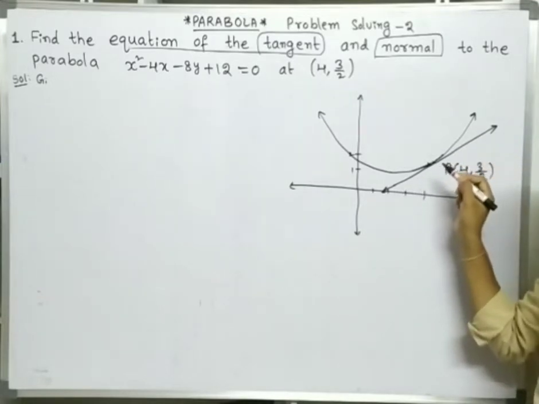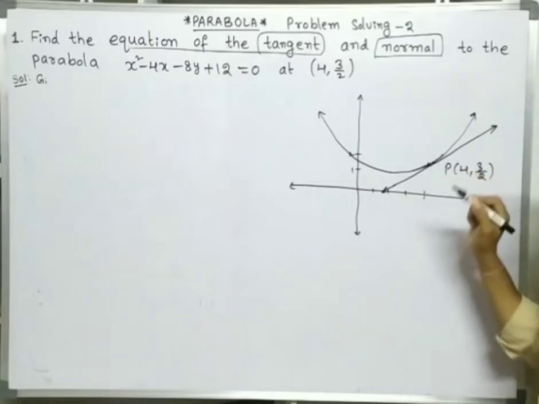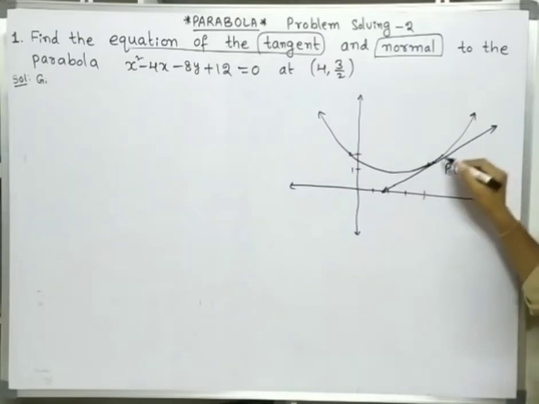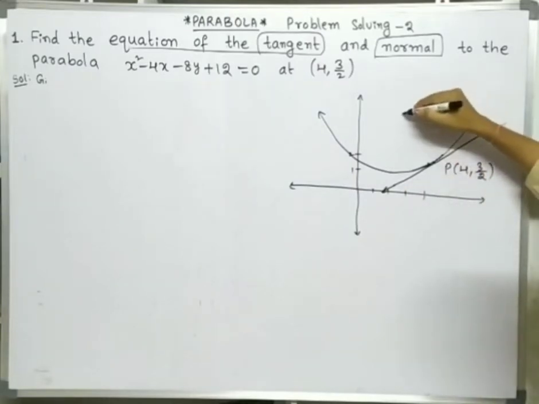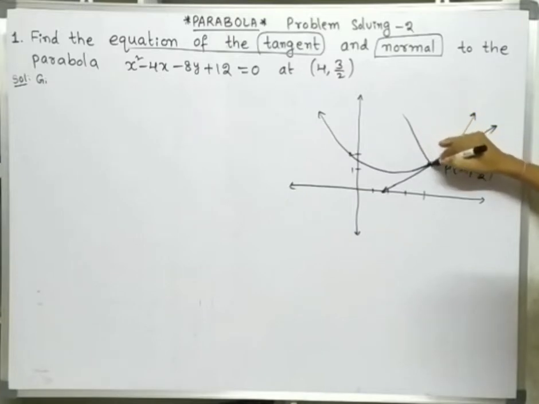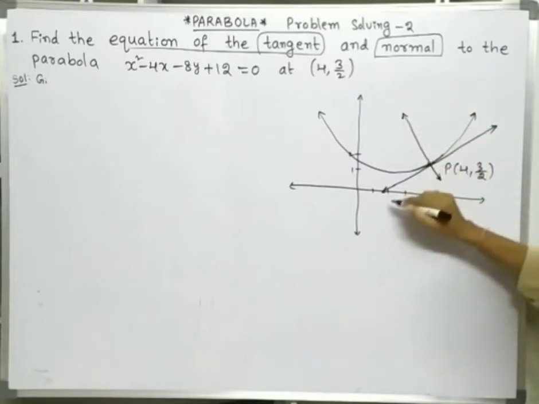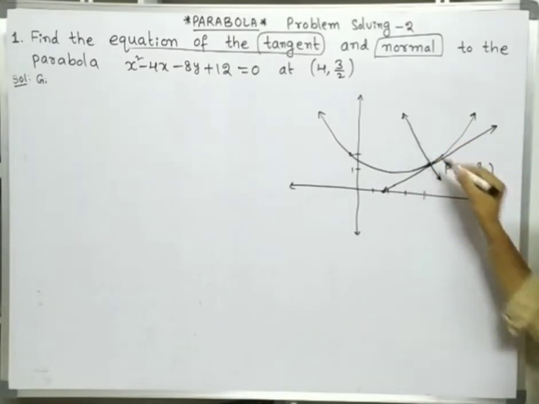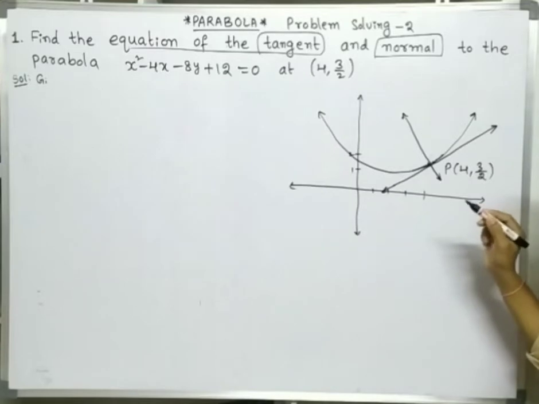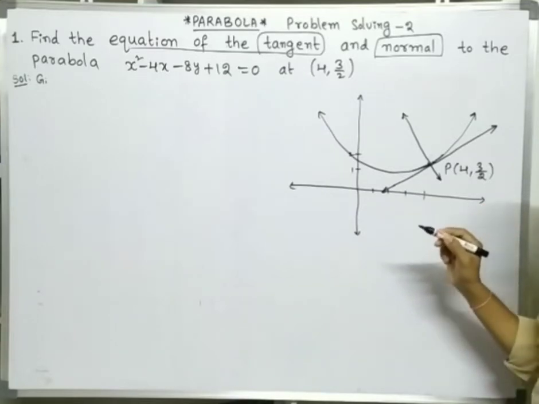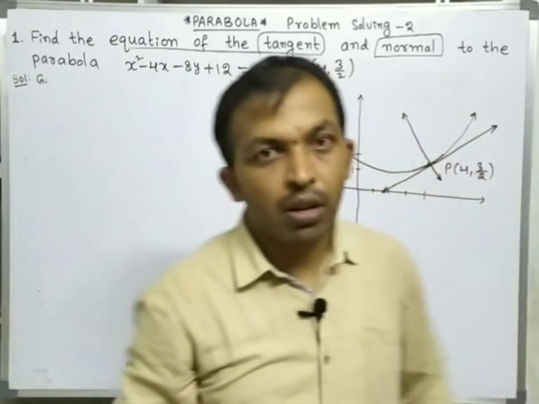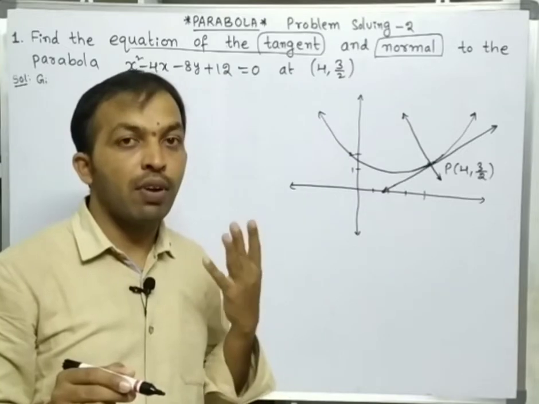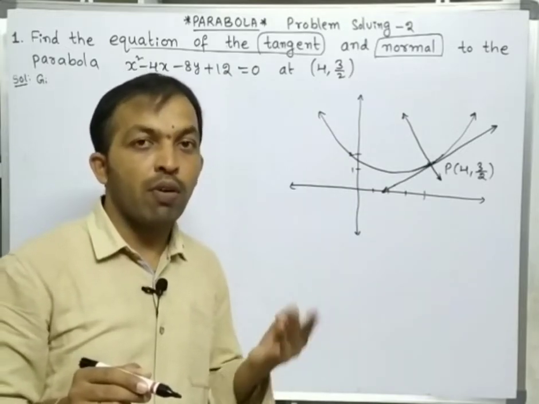Tangent means the line that touches the given curve at only one point. We should find the equation of the tangent at this point, and normal means the line which is perpendicular to the tangent at the given point. So we should find the equations of these two lines. How can we find them? We already derived in video number 3 the equation of the tangent and normal in 3 different forms: slope form, Cartesian form, parametric form.